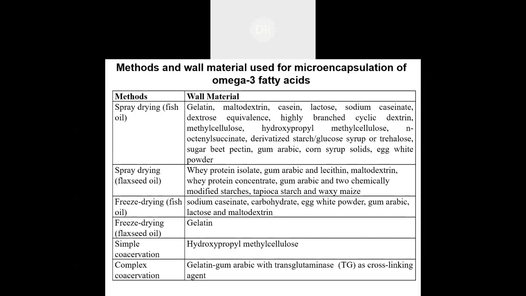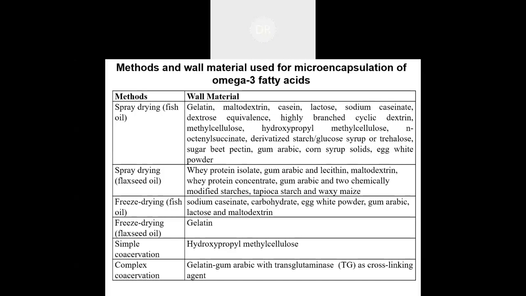Then spray drying of flaxseed oil. Whey protein isolate can be used, then walnut protein as a wall material, then gum arabic, lecithin, maltodextrin, whey protein concentrate, gum arabic, and the modified starches, tapioca starch, waxy maize starch can be used as a wall material.